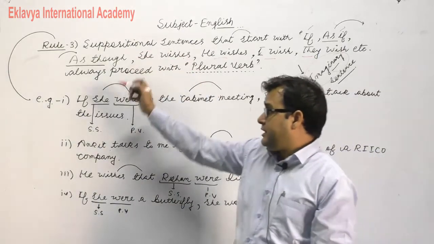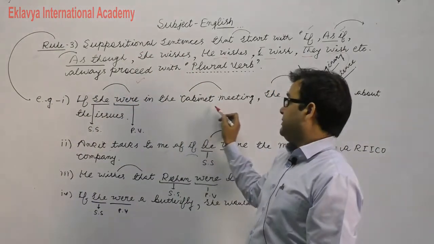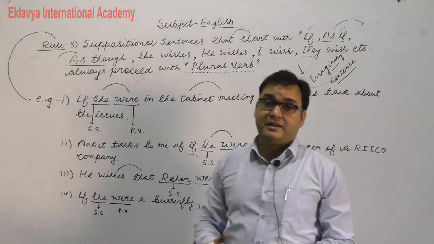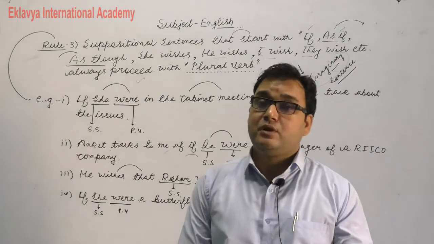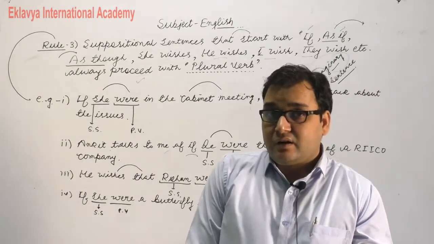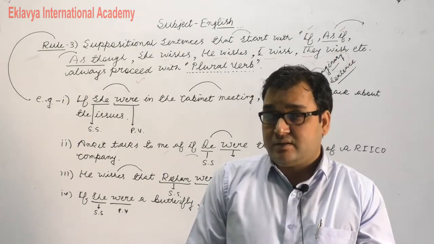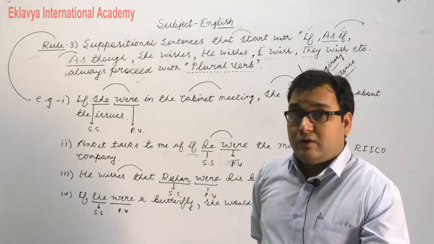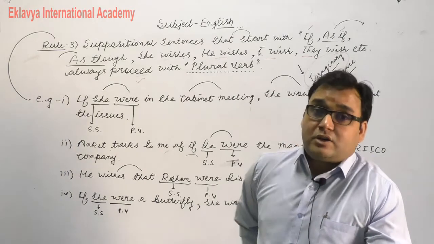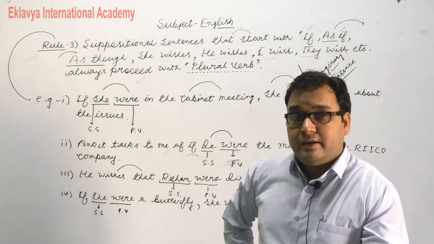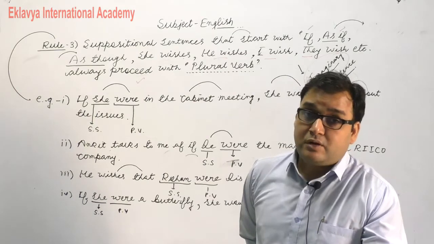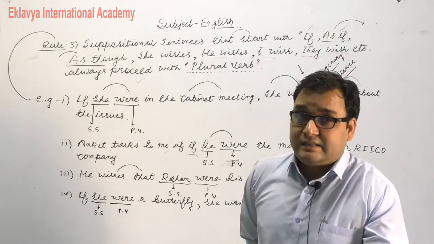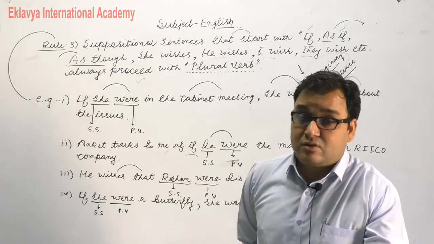Example number first is, if she were in the cabinet meeting. If they were in the cabinet meeting. If I have mentioned a plural subject here like they, then I think were would not be a matter of discussion at that time. और in this example अगर मैं plural subject यहाँ पे लगा दूँ तो were तो आएगा ही, क्या दिक्कत है, उसमें problem ही क्या है? Because a plural subject always proceeds with a plural verb. Plural subject के साथ तो singular verb कभी आती नहीं है. So that is not a matter of discussion or concern here.